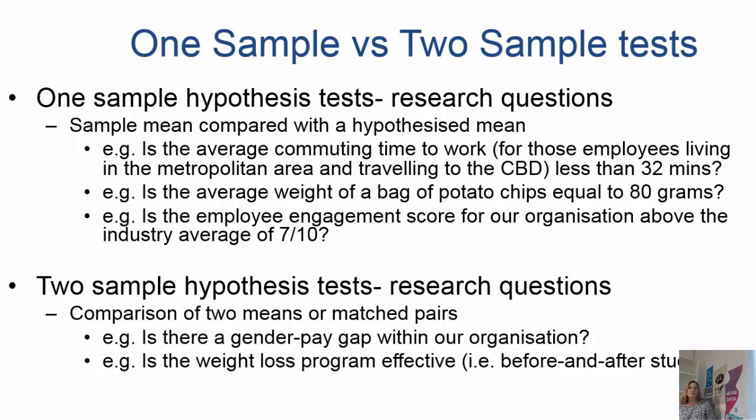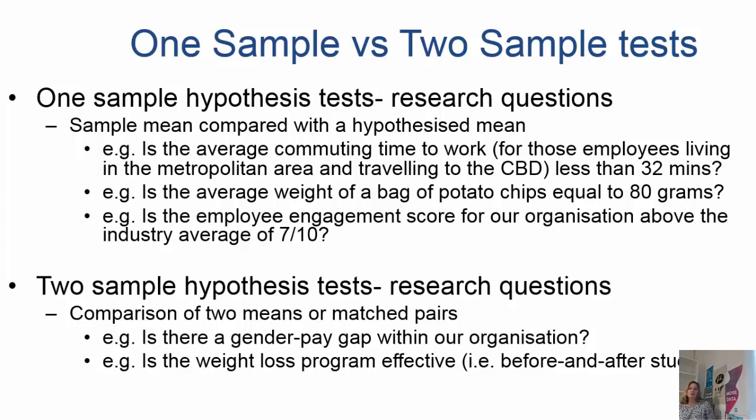For example, is the average commuting time to work less than 32 minutes? Is the average weight of a potato chip bag equal to 80 grams? Are employee engagement scores for an organisation above the industry average of 7 out of 10? As you can see, these examples only involve the collection of one sample of data, the calculation of a sample mean, and then this is compared to a benchmark value.